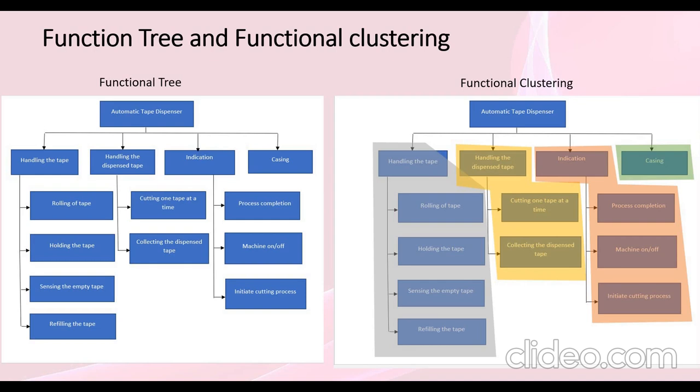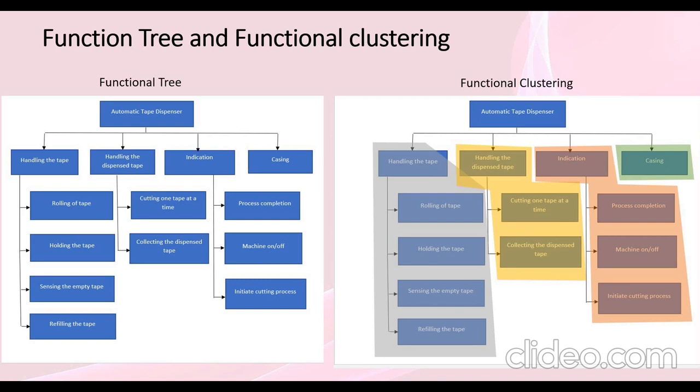Function tree and functional clustering. Our automatic tape dispenser has four major functions: handling the tape, handling the dispensed tape, indication and casing. In handling the tape, it should be able to roll the tape, hold the tape, sense the empty tape, and have a provision for refilling the empty tape.